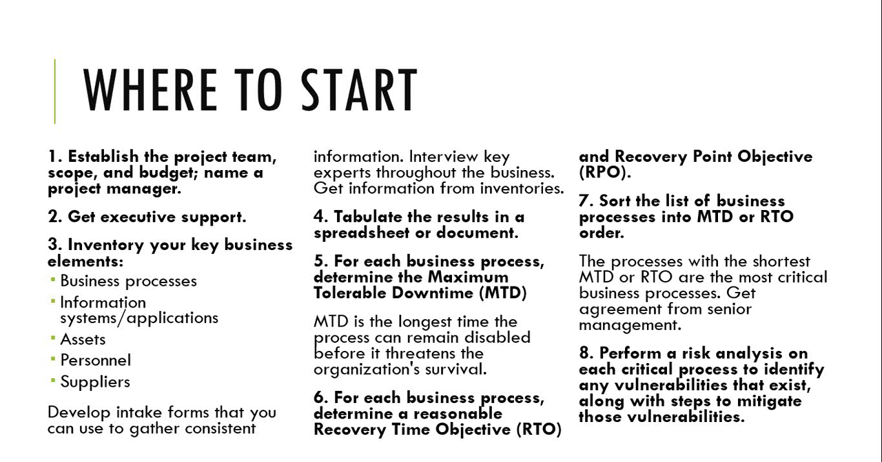Number 1. Establish the project team, scope, and budget. Name a project manager. 2. Get executive support. 3. Inventory your key business elements, which include business processes, information systems, applications, assets, personnel, and suppliers. Develop intake forms you can use to gather consistent information. Interview key experts throughout the business and get information from inventories.